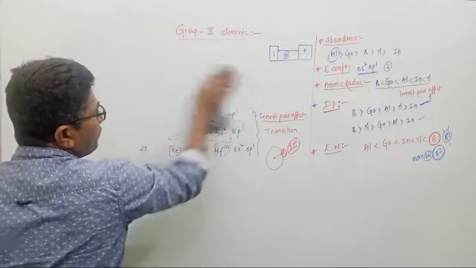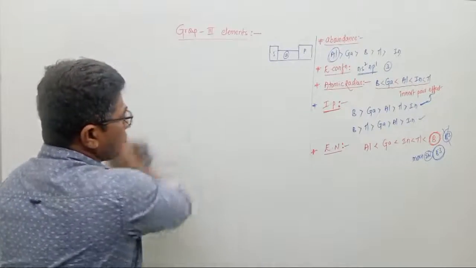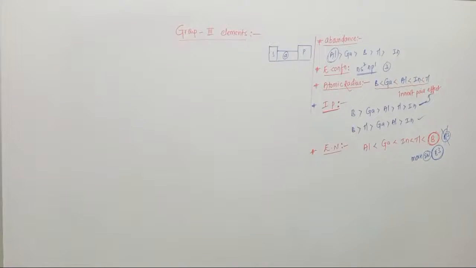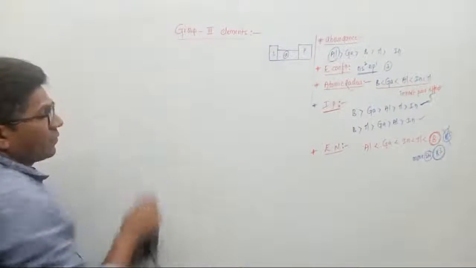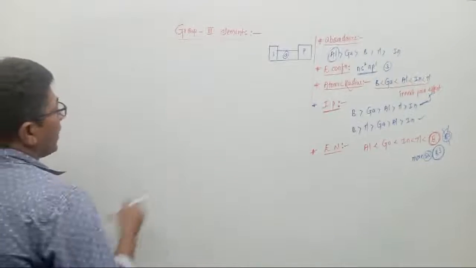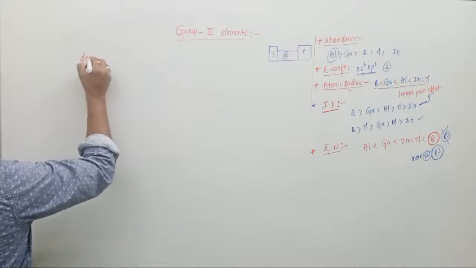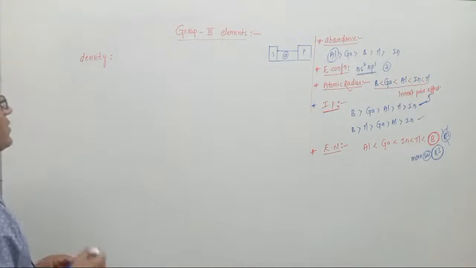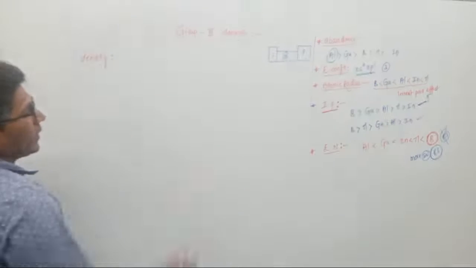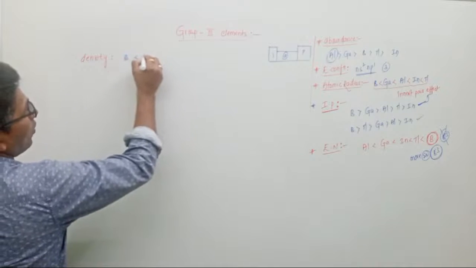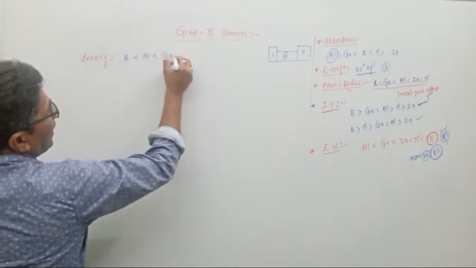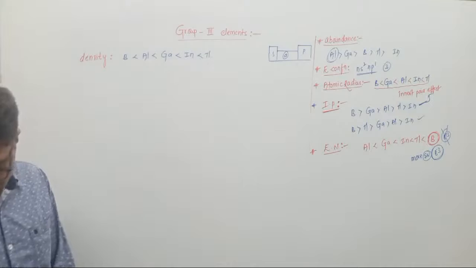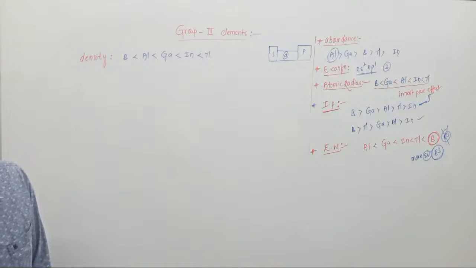Go to the next one. Next, density. Generally, from top to bottom, density increases. So boron to aluminium, next gallium, next indium, and thallium. Here there is no exception. From top to bottom, density increases.